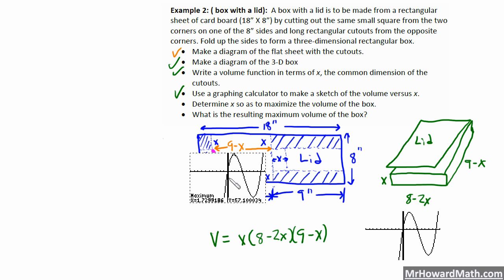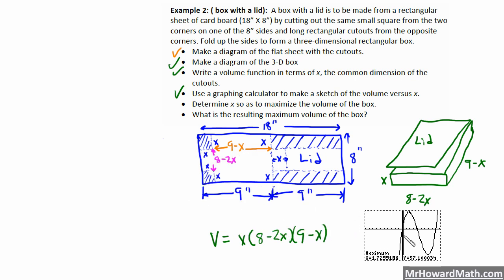That graph gives us our maximum, which is what we really want, and that will help us actually finish the problem. So let's write that. So our maximum, determine x. Well, that's just this x value right here. So we'll make that 1.73 inches. And then what is the resulting max volume of the box? Well, that's 57.1 cubic inches. Remember, volume is cubic.